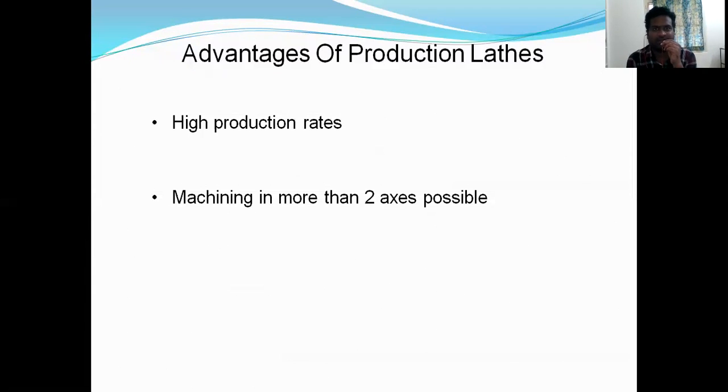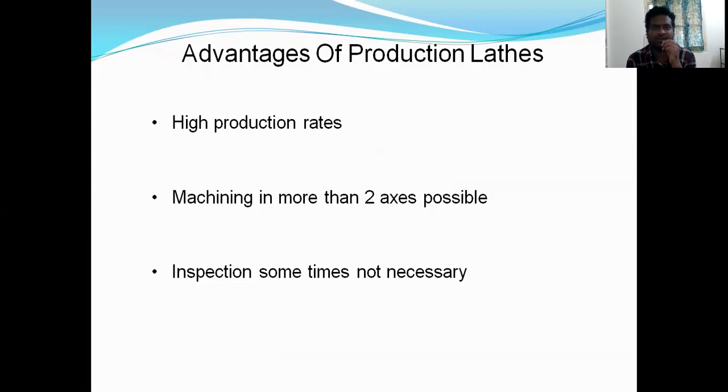Generally, the axes are the Z and X axes. The workpiece is rotated in the Z axis. The cutting tool is moving in the X direction. So in these two directions, the general production lathe operates. Apart from these two axes, the production lathes can operate on more than two axes, right? That's why we say it can operate simultaneously.